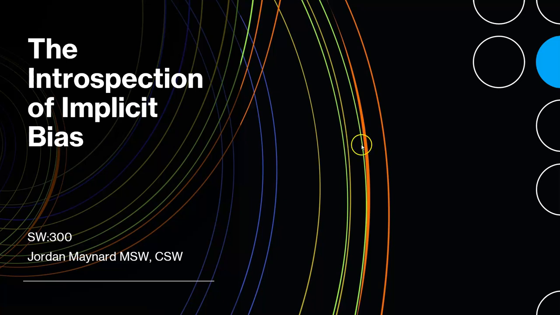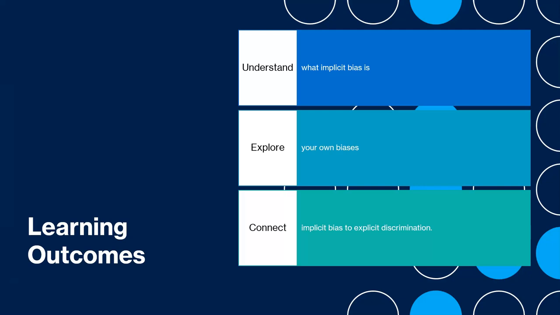Now, we have three learning outcomes for this module in its entirety. By the end of this module, we want you to be able to understand what implicit bias is. We want to begin the process of exploring our own biases. And finally, we want to be able to connect implicit bias to some of the explicit discrimination we see happening in our society today.